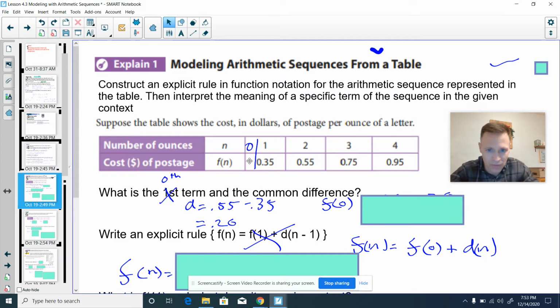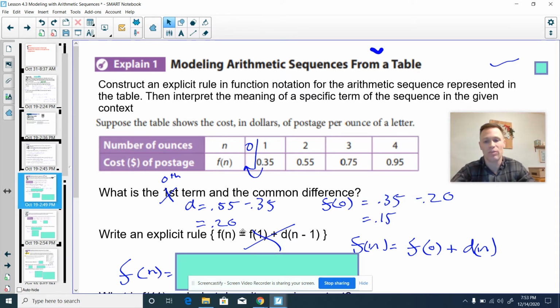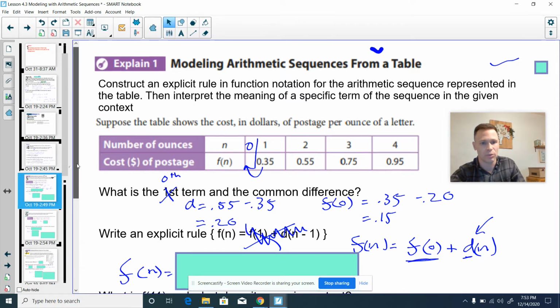Now, if I want to go back to find the 0th term here, what that means is that I have to subtract 0.20 from 0.35. And when I do that, I end up with 0.15. So my f of 0 is 0.15. Now, I don't think you have this in your notes, so I kind of crossed this out. This is our explicit rule here, and now I found this, and I found my common difference. So I have all I need to write my rule.